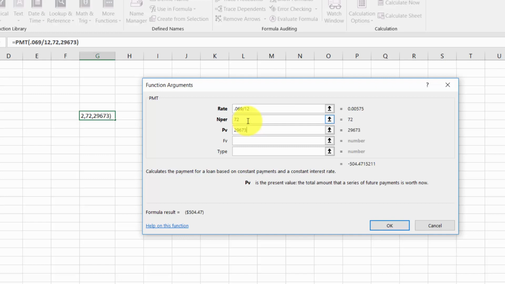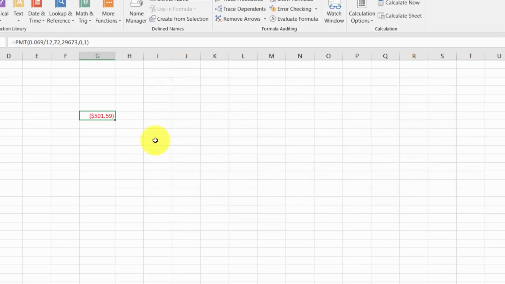And then we're going to assume that the loan is going to be paid off at the end of the period, so we're going to make the future value 0. Then we have an optional number here where we can determine whether you'll be making the payment at the beginning of the period or the end of the period. We're going to assume that you will be making the payment at the beginning of the period. And then once you do that, you'll click OK. And Excel will return the payment that you would theoretically be making.